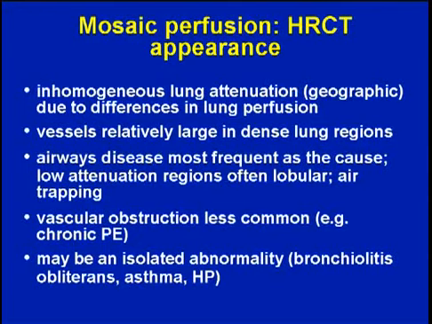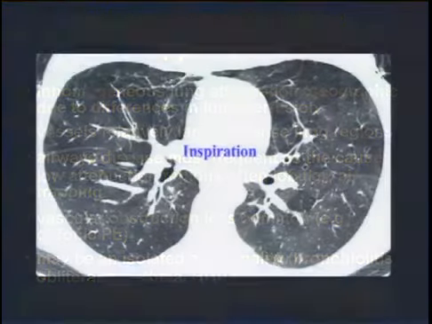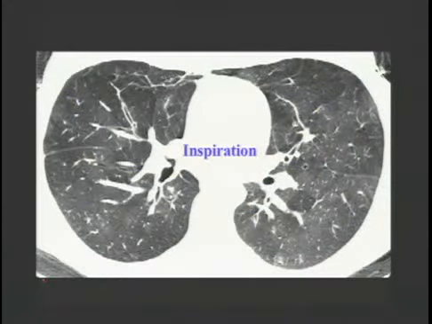Vascular obstruction, less common as a cause of mosaic perfusion. Page showed you a nice example of that in his pulmonary hypertension talk. Now, mosaic perfusion or air trapping may be an isolated abnormality in several different diseases: bronchiolitis obliterans, asthma, and hypersensitivity pneumonitis. Now, this is an example of mosaic perfusion here in inspiratory scan.